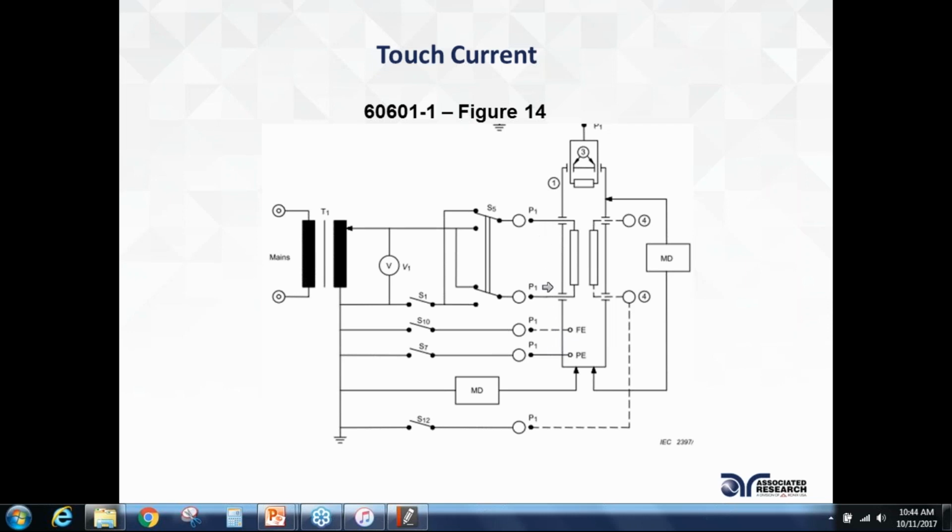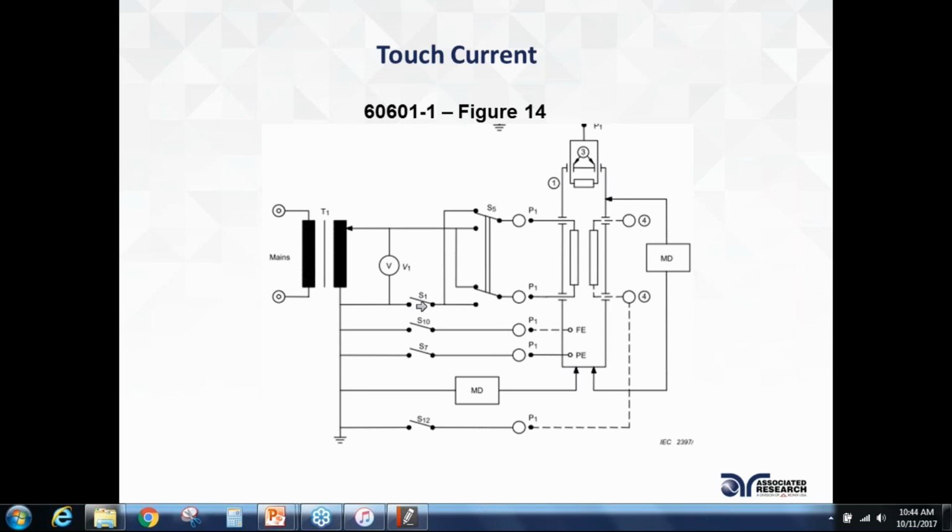So you have line, neutral, that's going to power up this medical device, and then you have this protective earth that's going to ground any kind of metal and points that somebody could touch. So again, that's the first level of protection that's being provided.